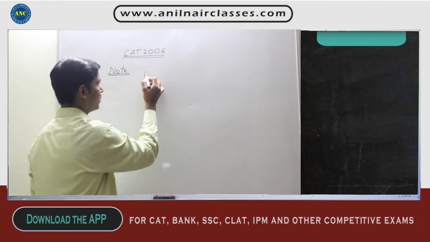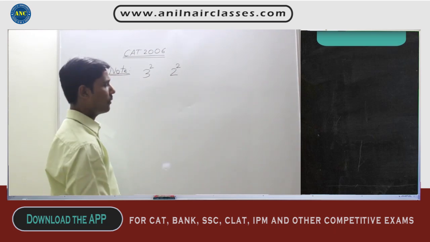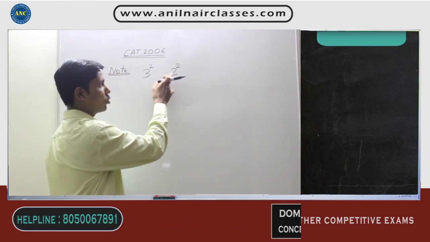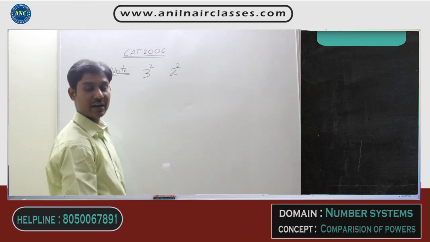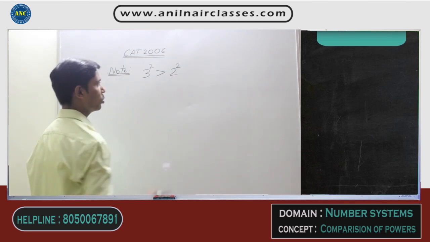Suppose I have 3 power 2 and 2 power 2, right? 3 power 2 is 9, 2 power 2 is 4. Which is greater? 9 is greater. That means 3 square is greater than 2 square, right?